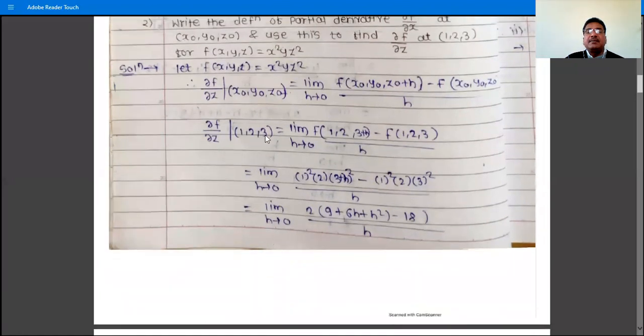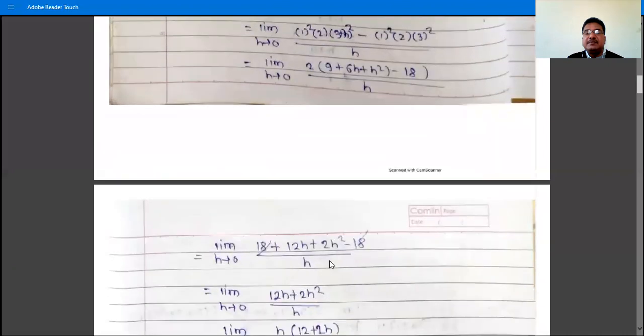And then del f by del z at 1, 2, 3 is what? Substitute x naught as 1, y naught as 2, and z naught as 3. Instead of h, we can also take L notation, small l. So the value of this function by using the definition: substitute x as 1, y as 2, z as 3 plus h. And here f of 1, 2, 3 is what? Substitute x as 1, y as 2, and z as 3. We get this answer, 18.